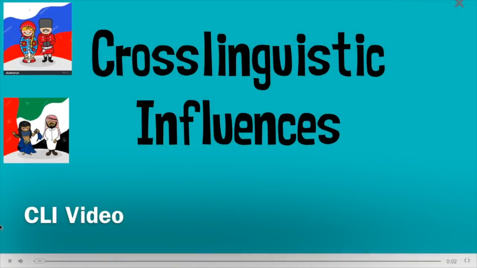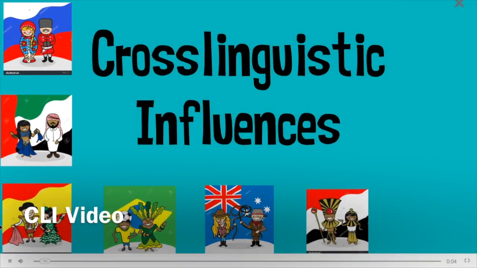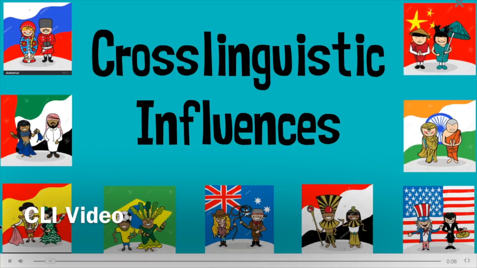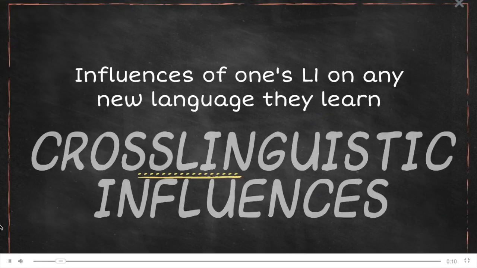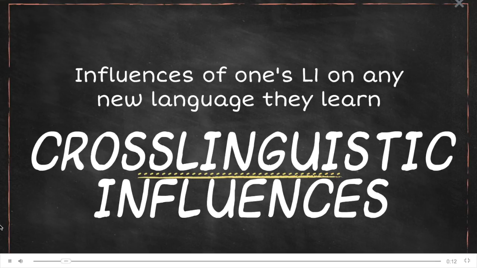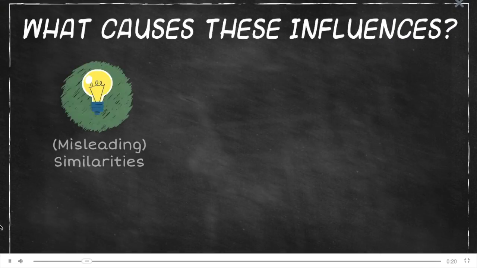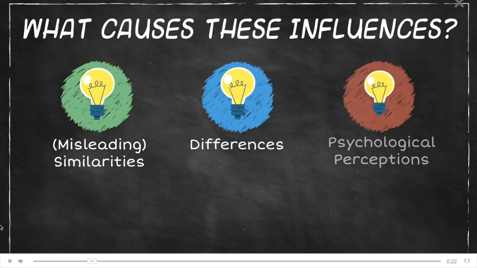3, Cross-Linguistic Influences. Cross-linguistic influences are the influences of one's L1 on any new language they learn. There can be both positive and negative impacts on an L2 learner. Most often, it's misleading similarities that cause people to make mistakes while learning their L2. This is called crucial similarity measure.